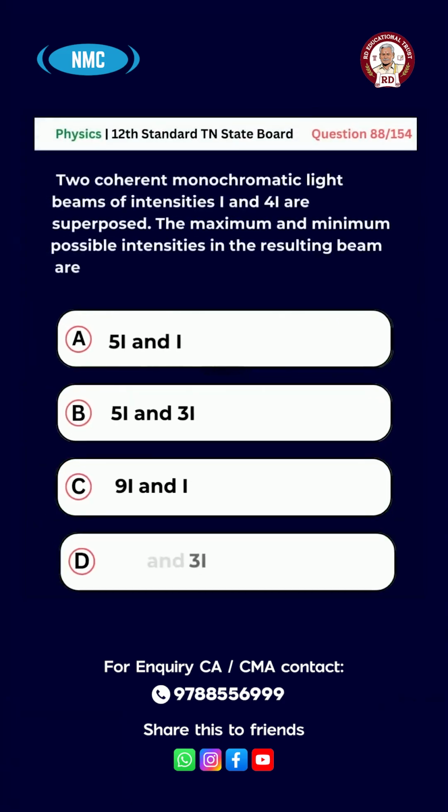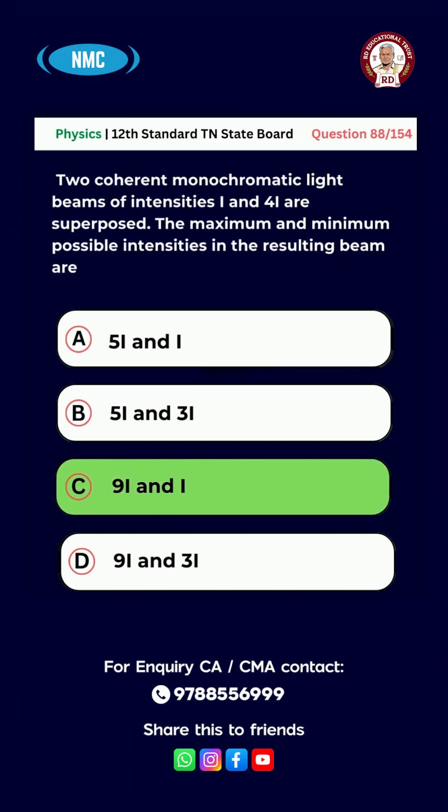Question number 88. Two coherent monochromatic light beams of intensities I and 4I are superposed. The maximum and minimum possible intensities in the resulting beam are option A, 5I and I, B, 5I and 3I, C, 9I and I, D, 9I and 3I. The right answer is option C, 9I and I.